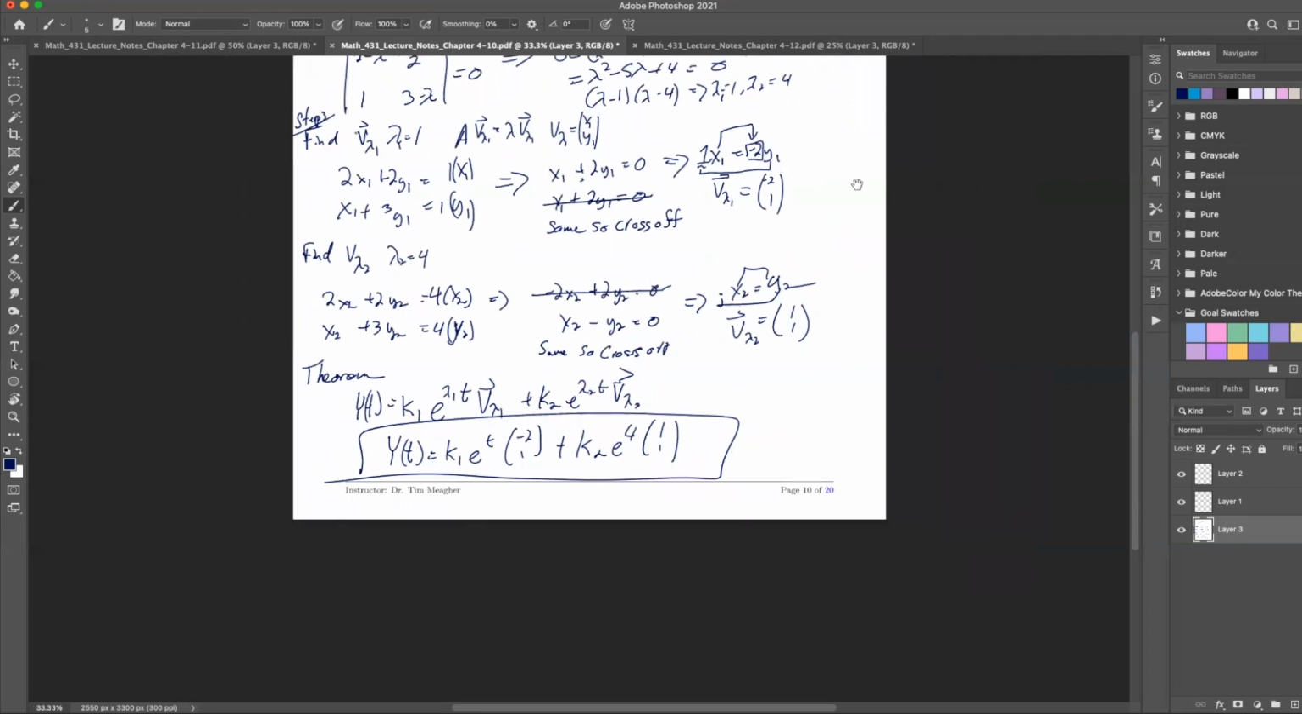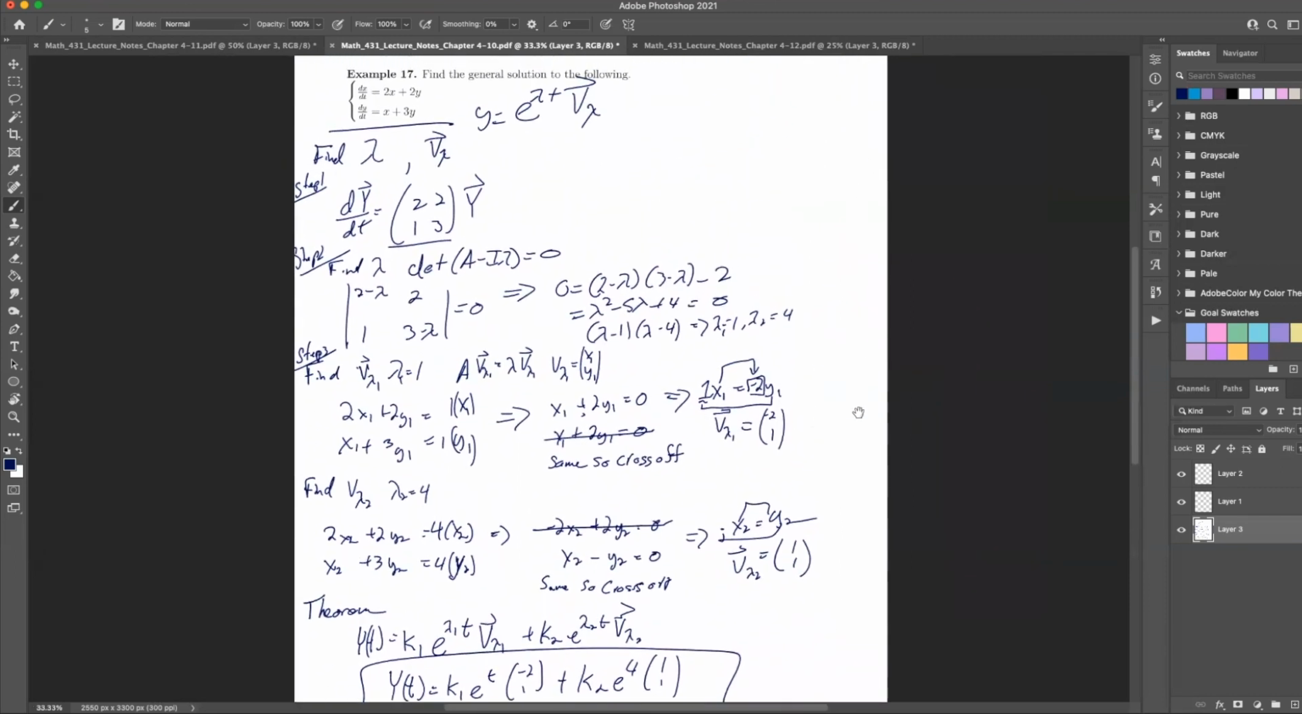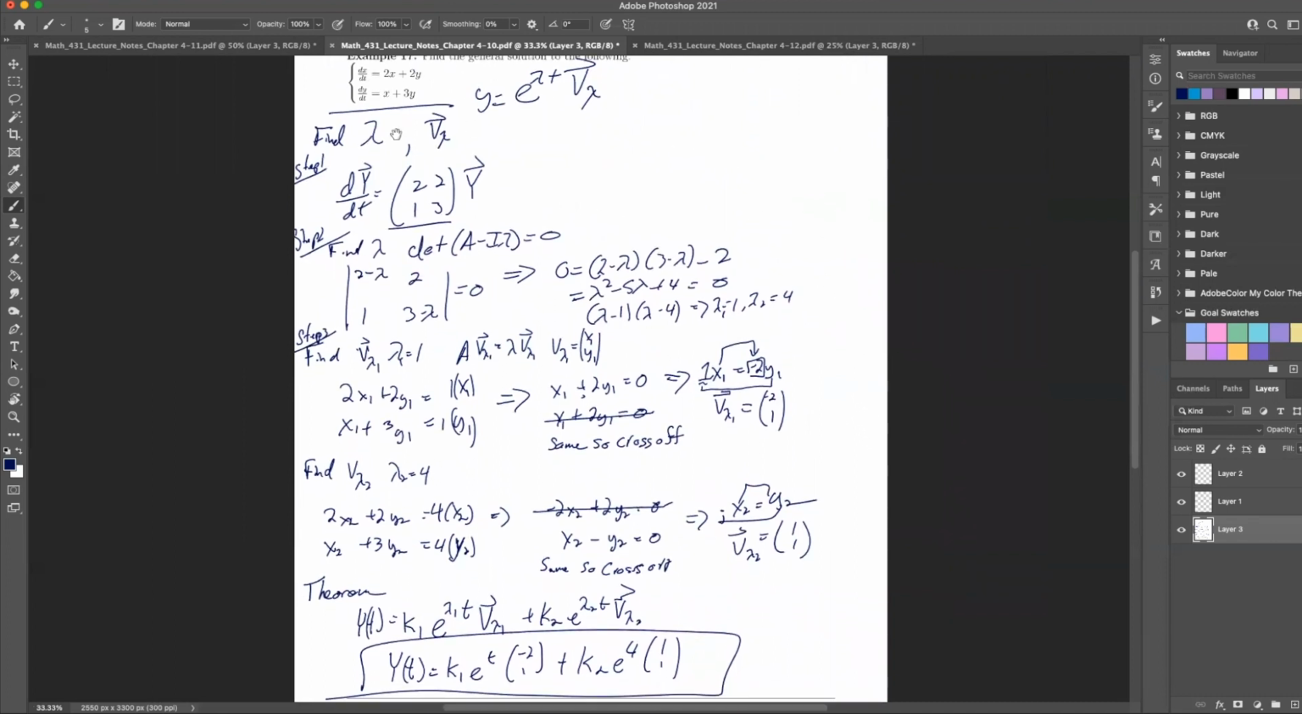So this is the first complicated one we solved start to finish, right? And we're going to do the same method for the rest of the chapter. We're going to make a matrix, find eigenvalues and eigenvectors, and just put it together.